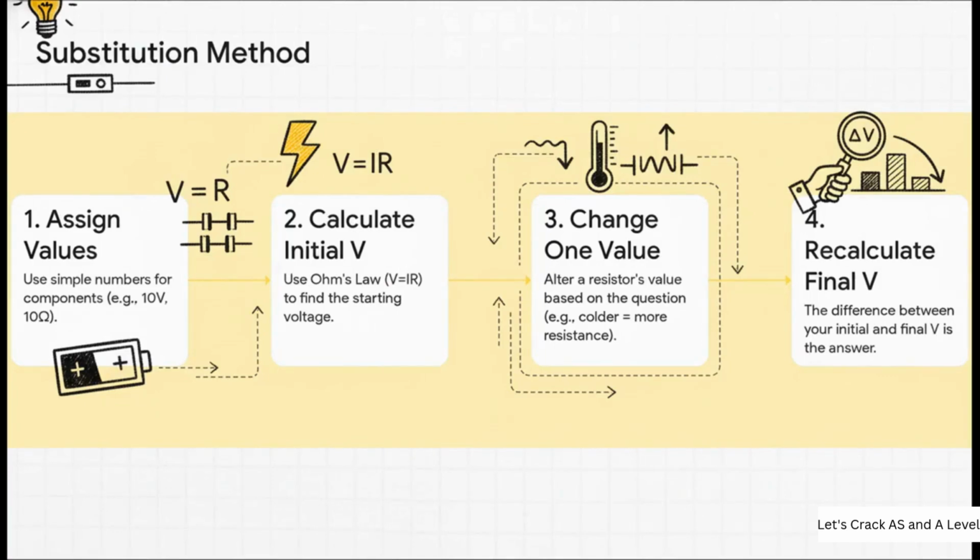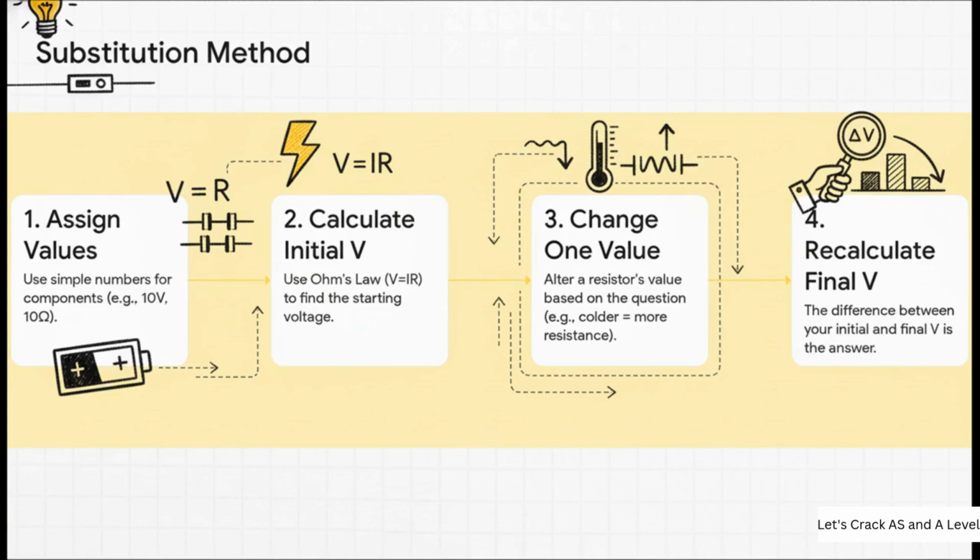This is the substitution method. Instead of thinking in abstracts, we're going to use easy numbers. Step 1. Pretend the battery is 10 volts and both resistors are 10 ohms. The voltage splits evenly, right? So the voltmeter reads 5 volts. Okay. Step 2. Change a value based on the question. It gets colder. We know for an NTC thermistor, its resistance increases. So let's just say it goes up to 30 ohms.